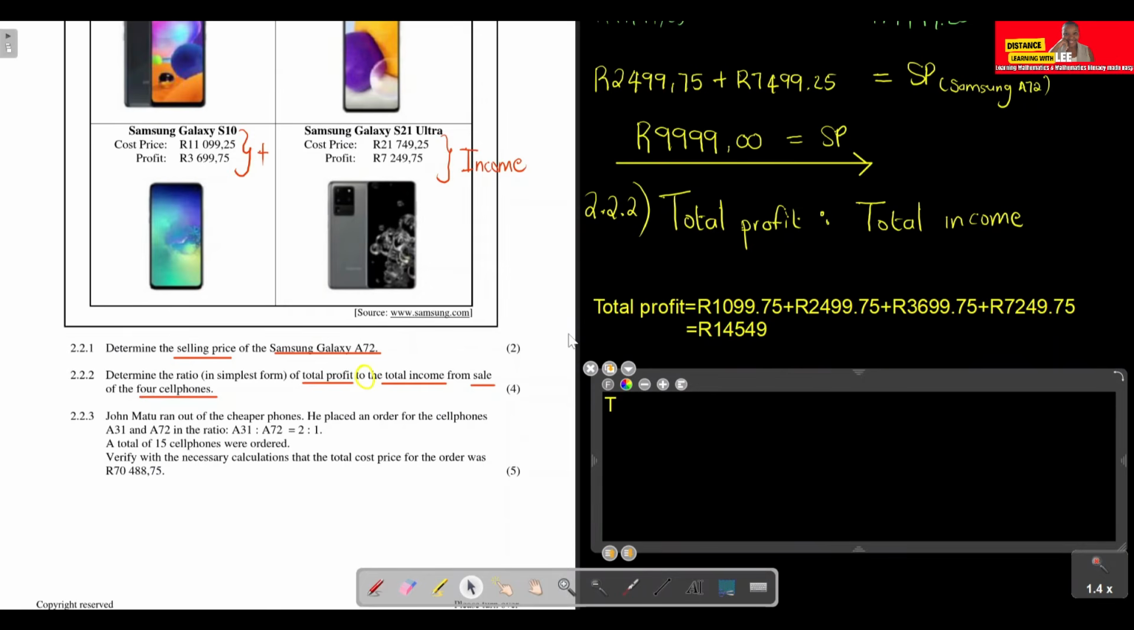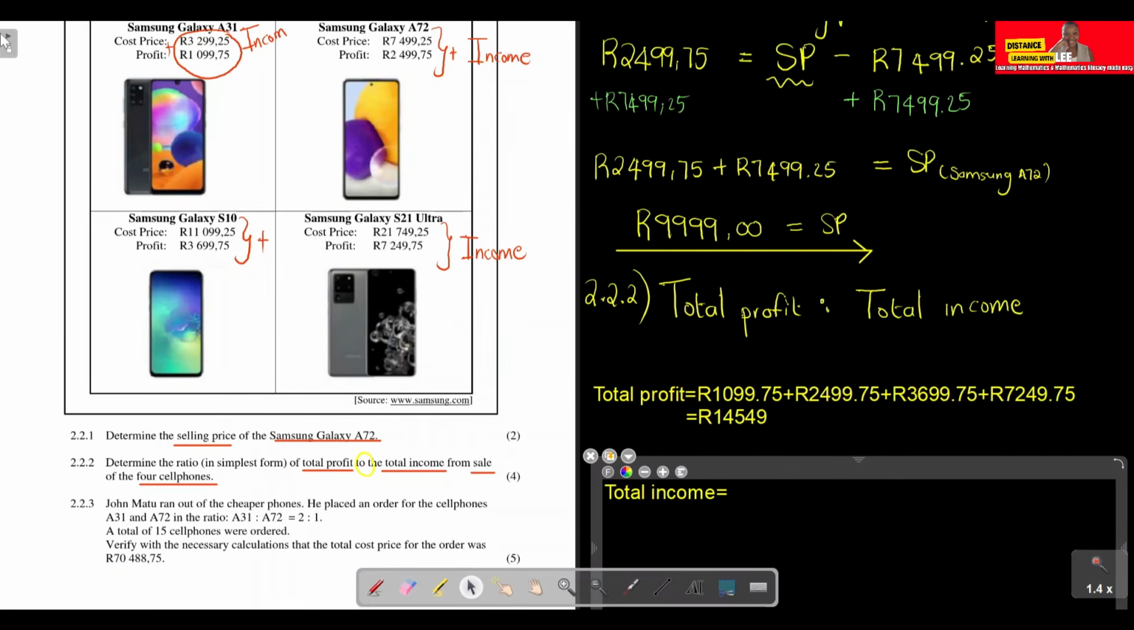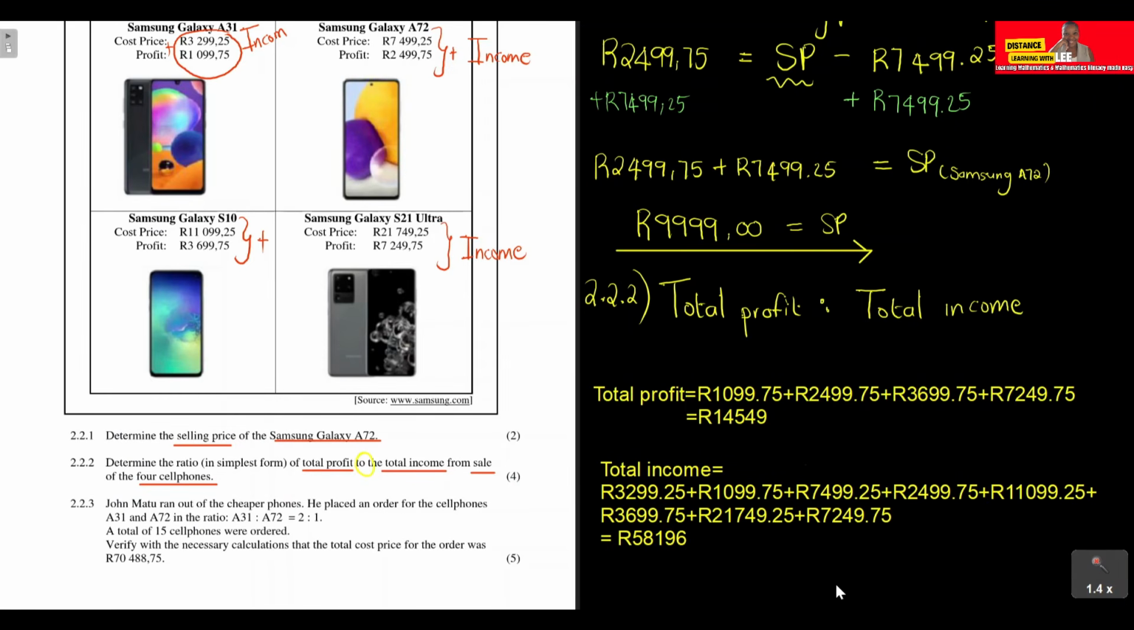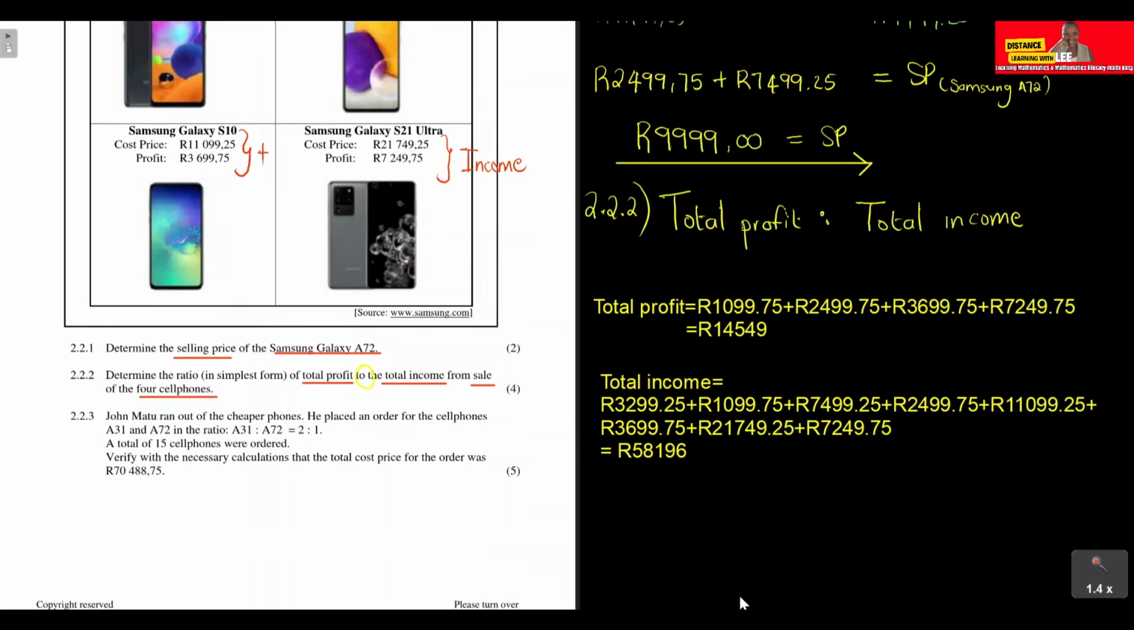Therefore, your total income is going to be equal to, and I'm just going to take you through the process of adding up all these values together to get our answer. If you punch this into your calculator, you'll get that the total income is 58,196. That is the total income that Matu will get from selling these cell phones.